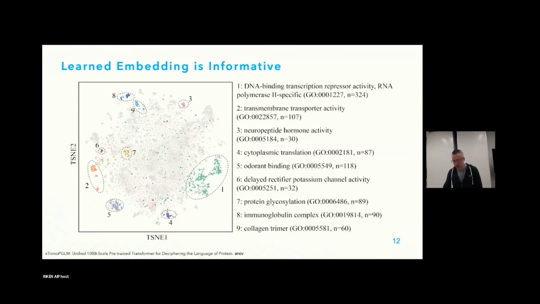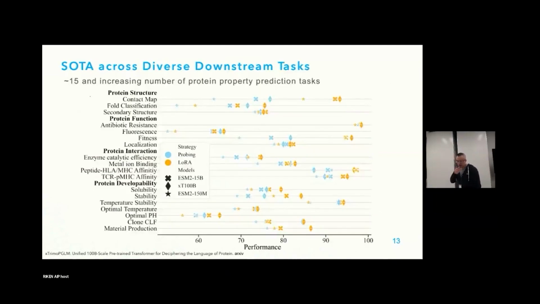You can then use this kind of embedding for building lots of different kinds of prediction models, right? Here, we tested more than 15 different tasks. I'm just showing 15 here. And each row here is a task, and the performance has been scaled to between 0 and 100.